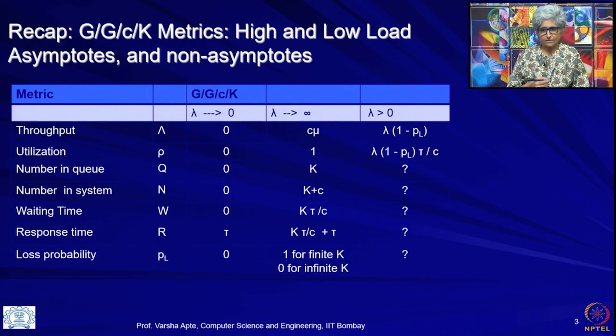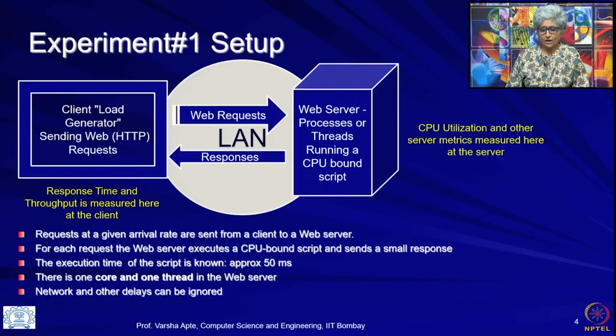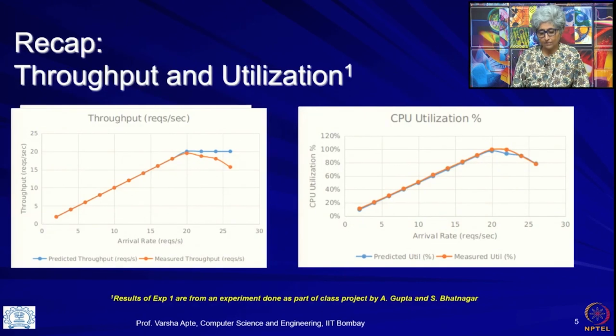Okay. So, this recap, I give this for reference every time. We have our Little's law and we have our asymptotes and some metrics for the non-asymptotes. Again, just a recap of the setup. There is a client load generator and there is a web server, and here we measure the utilization, here we can measure the response time and throughput. We have one core and one thread, and the execution time of the script at the web server was 50 milliseconds.